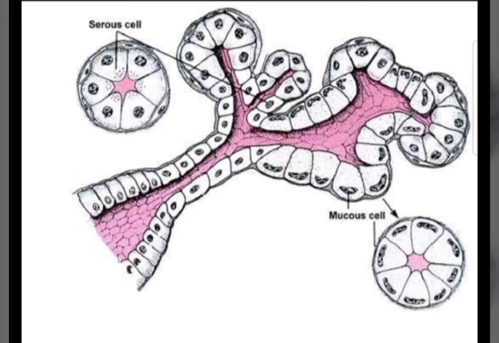Here you can see that I have told you that the parenchyma of the salivary glands is composed of the alveoli and the duct system. And the ducts are of three types. There are intercalated ducts, there are striated ducts, and there are secretory ducts. You can see these are the alveoli, and when we cut a section, these are the serous cells, these are the mucus cells.